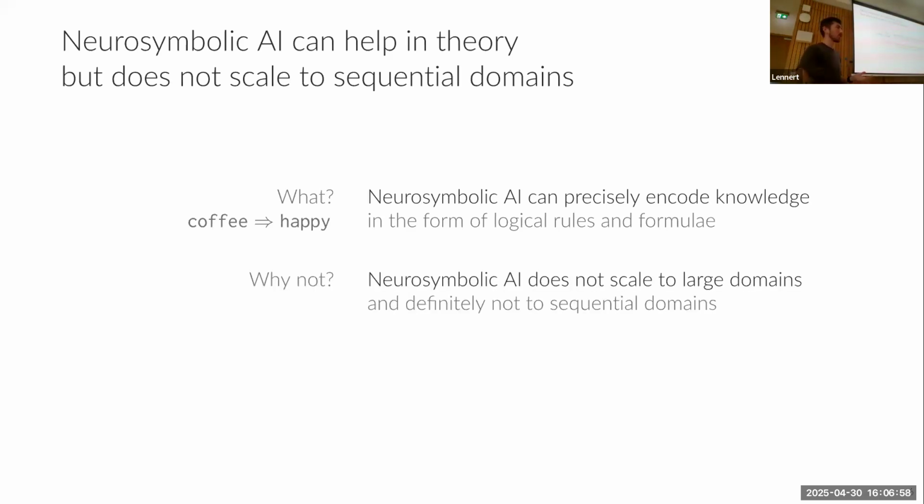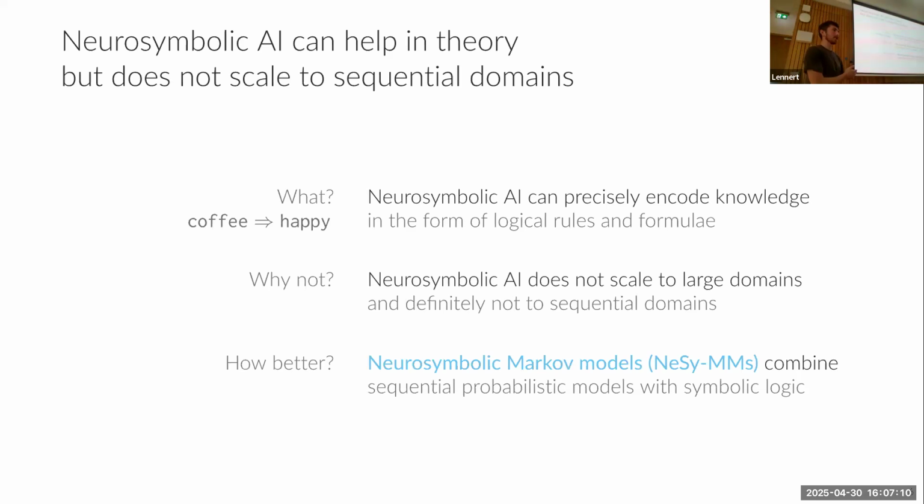So why don't we use neurosymbolic models? Well, currently, none of them scale to these sequential domains or any large domains in general. That's the biggest bottleneck of neurosymbolic AI right now, and that's what we try to solve in this work. These proposed neurosymbolic Markov models are supposed to combine the sequential modeling capabilities of what we already have with the symbolic logic of neurosymbolic AI.